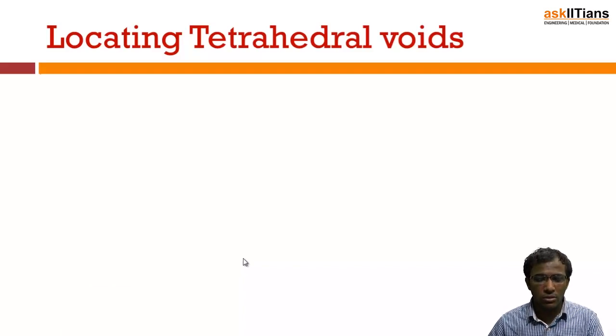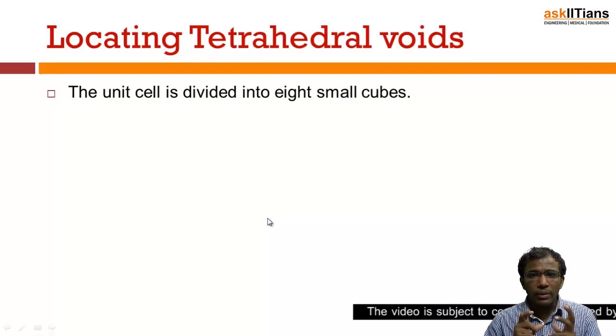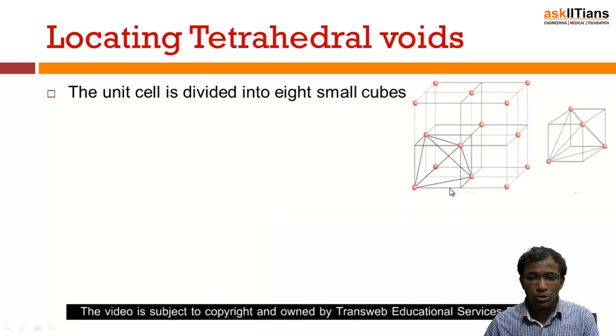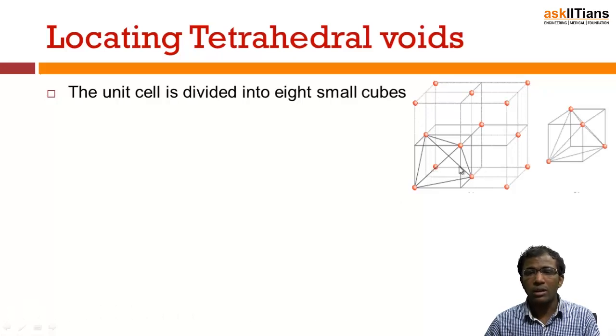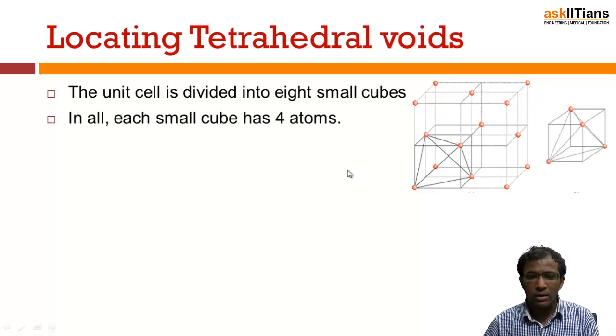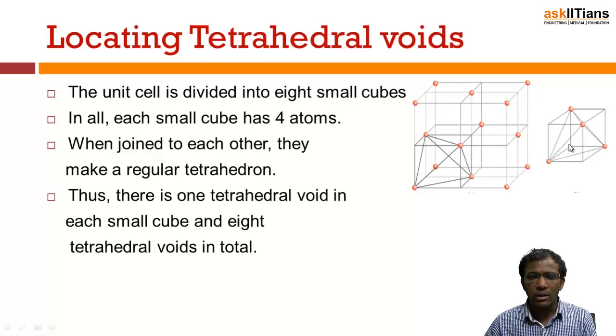We locate the tetrahedral voids in a unit cell. In this case, one cube can be divided into 8 small cubes as shown in this picture. This bigger cube is divided into 8 small cubes, 4 below and 4 above. Each small cube has 4 atoms, shown here. When these 4 atoms are joined together, you will get a regular tetrahedron.